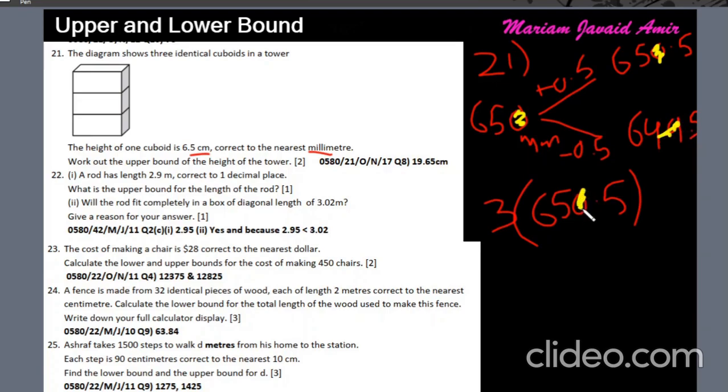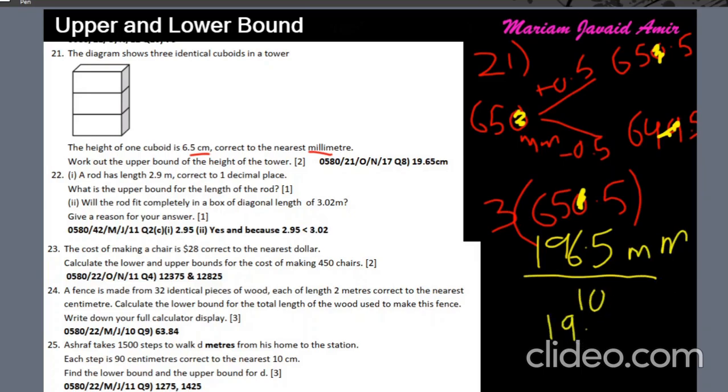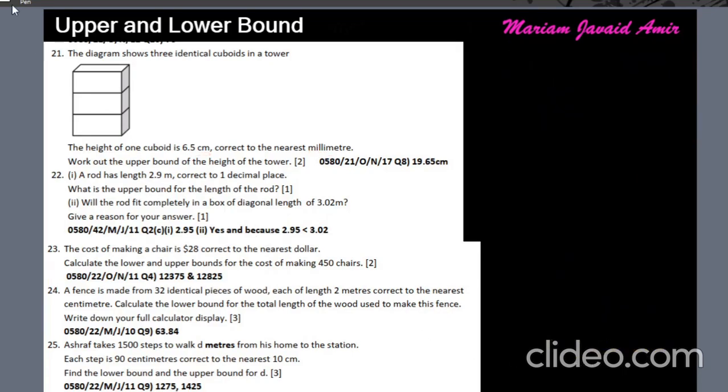So 3 times 65.5 is 196.5 millimeters. To change this into centimeters, divide it by 10, so 19.65 is the answer. Question 22.